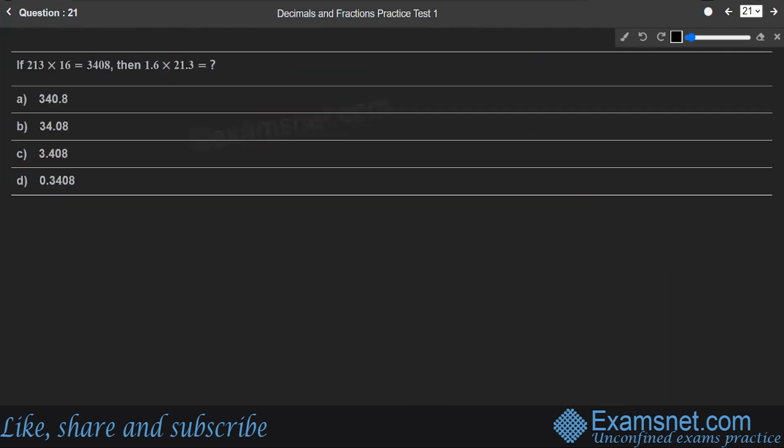Now, we are supposed to solve a mathematical expression. 213 into 16 is 3408. Then 1.6 into 21.3 will be what? So let us write it first. 213 into 16 is given as 3408. It is asking for 1.6 into 21.3.